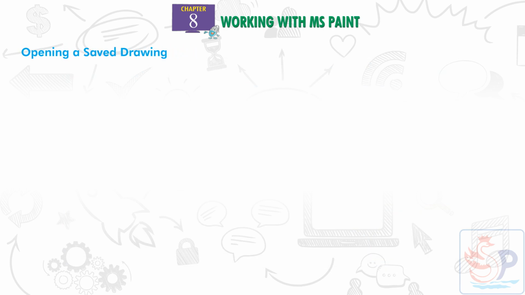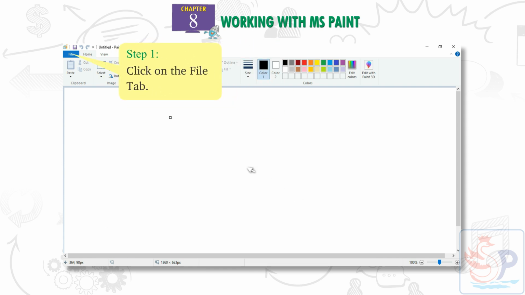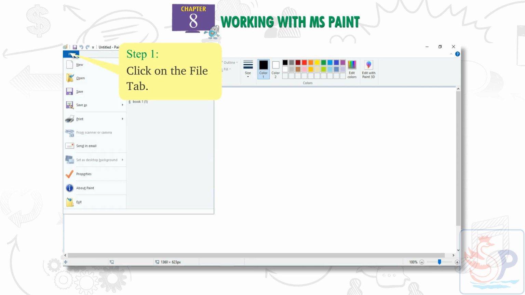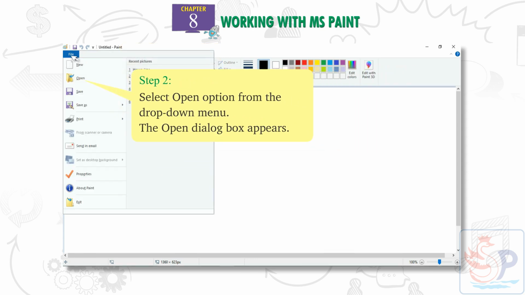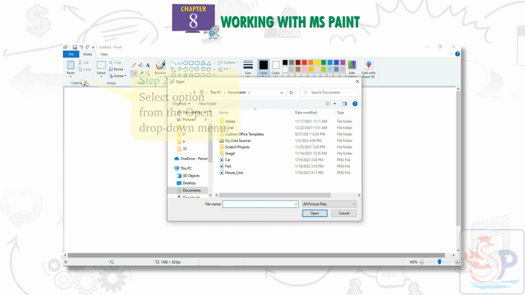Opening a saved drawing. To open an existing picture in Paint, follow these steps. Step 1. Click on the File tab. Step 2. Select the Open option from the drop-down menu. The Open dialog box appears.